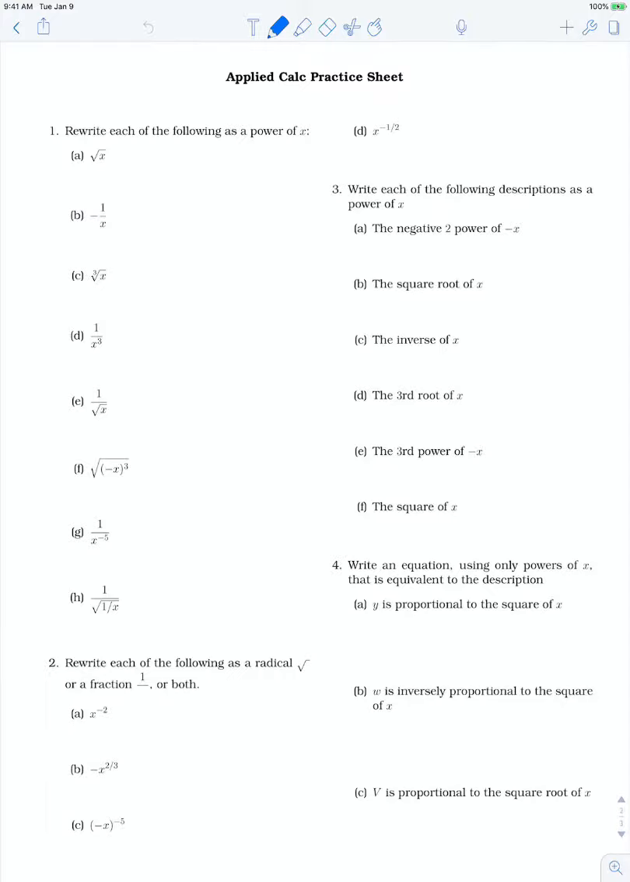So in this video, I'm going to talk about the Powers of X worksheet that I handed out in class, and I'm going to go through the solutions for number 1, and then I'll make different videos for number 2 and 3 and 4 because each of them has a lot of parts.